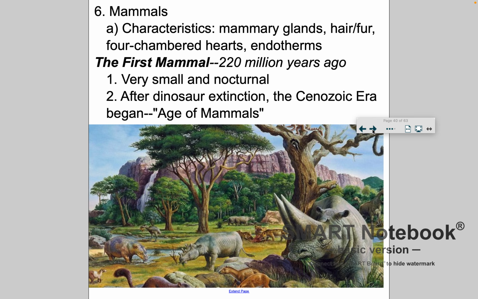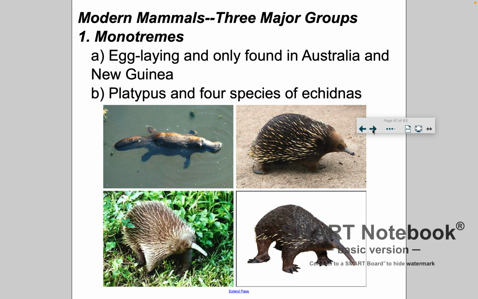The first mammal existed roughly 220 million years ago, very small, nocturnal, so that it wouldn't get eaten. But then dinosaurs became extinct, and the Cenozoic era brought the age of the mammals, and we see that the mammals become very large, some of them big predators, big herbivores. Now we group our modern mammals into three major groups: the monotremes. These are egg-laying and only found in Australia and New Guinea. So the platypus and four species of echidnas.